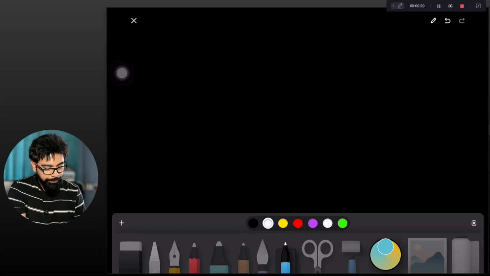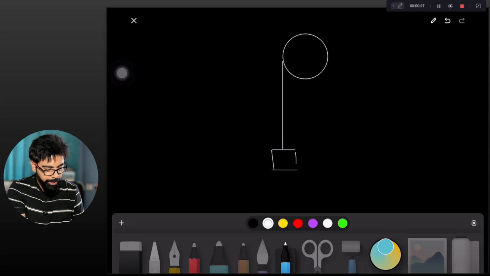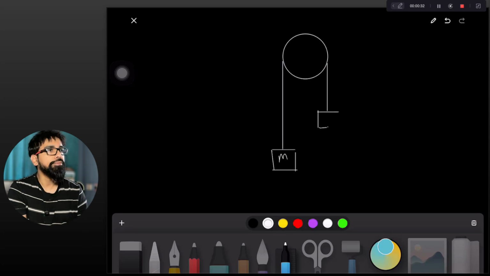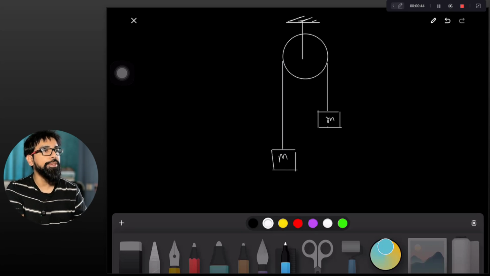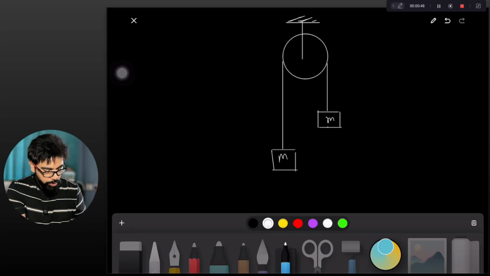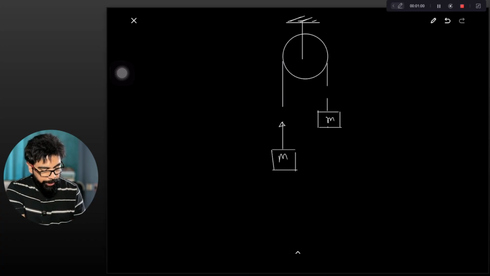So I'll draw a pulley which has mass, and here is a string, an ideal string, and here is a block of mass capital M, and there is another block of mass small m. For this discussion, we'll assume that capital M is more than small m. So capital M will descend and the small m will ascend. Now we'll draw the free body diagram. So we'll cut the string. So here will be tension T, and here also will be tension T in ideal condition.